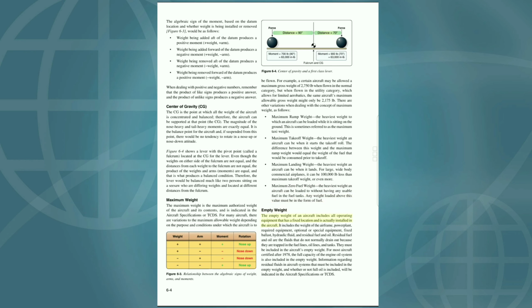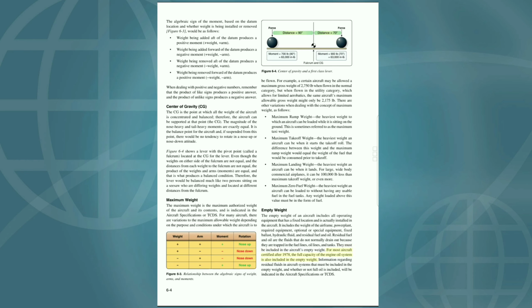Empty weight. The empty weight of an aircraft includes all operating equipment that has a fixed location, and is actually installed in the aircraft. It includes the weight of the airframe, power plant, required equipment, optional or special equipment, fixed ballast, hydraulic fluid, and residual fuel and oil. Residual fuel and oil are the fluids that do not normally drain out because they are trapped in the fuel lines, oil lines, and tanks. They must be included in the aircraft's empty weight.